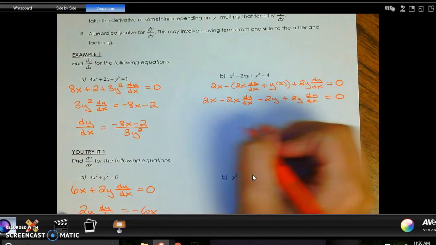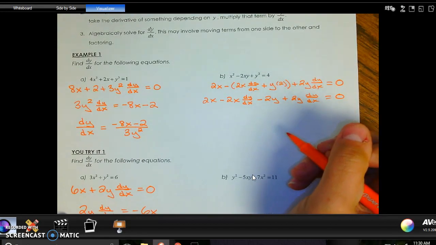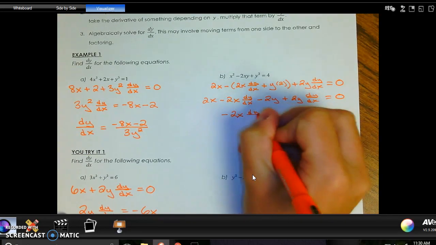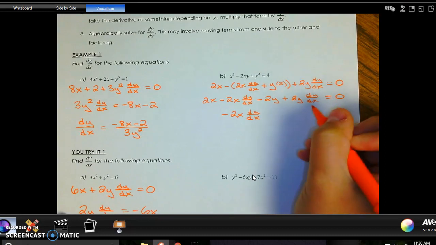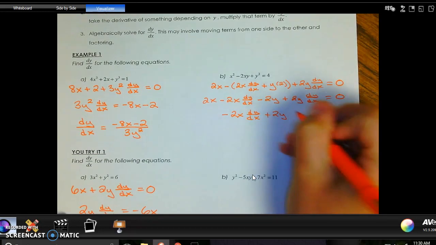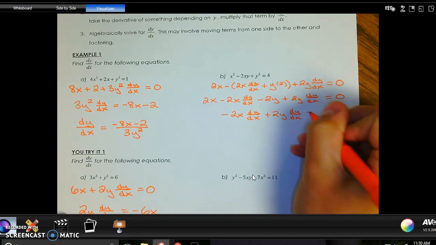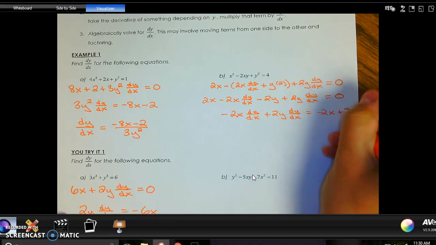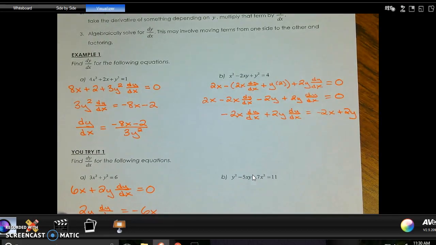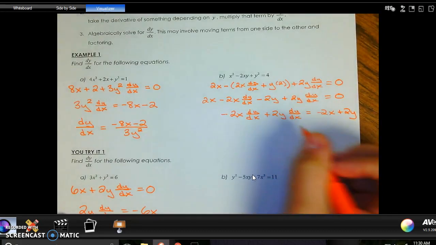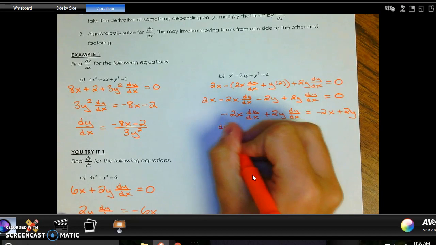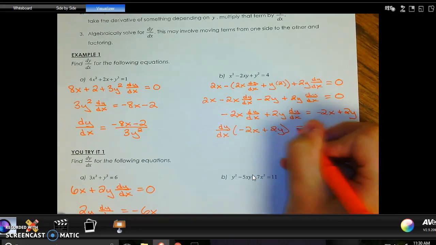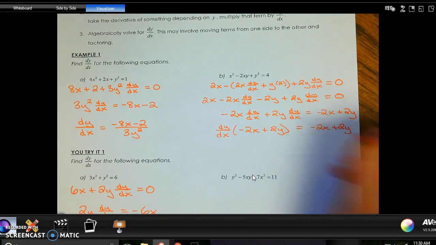I'll do it. Well, first I'll take out, let's see. So we'll have negative 2x dy dx, and then I still am going to have this plus 2y dy dx. And then if I move this and that to the other side, it'll be negative 2x, and it'll be a positive 2y. Okay? And now I'm just going to factor out the dy dx. And you could factor out the 2 if you want, but I'm just going to factor out the dy dx. So then I'm left with negative 2x plus 2y over here equals negative 2x plus 2y on that side.